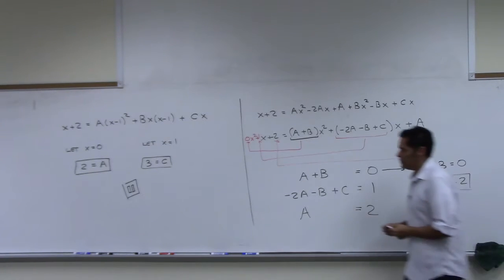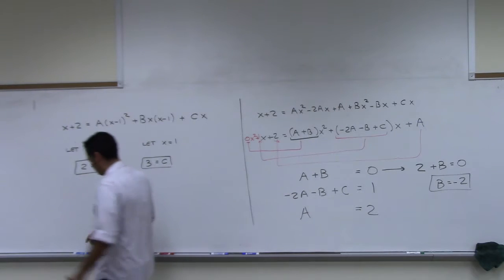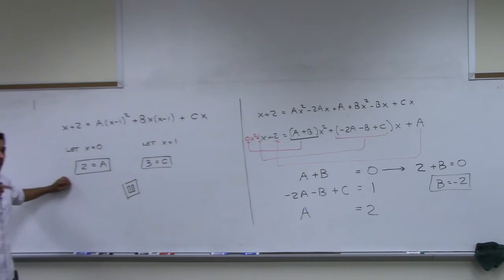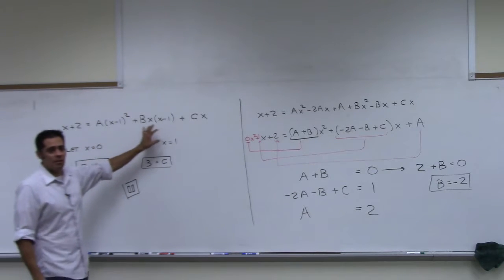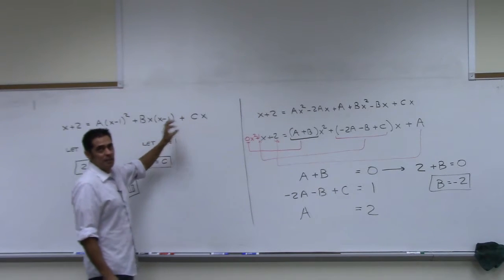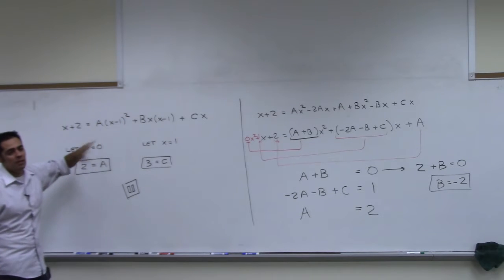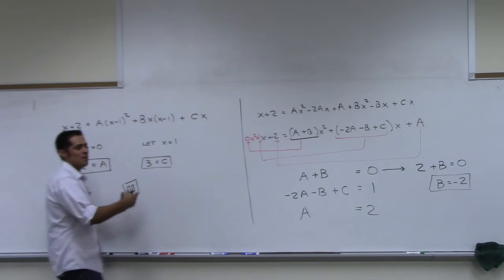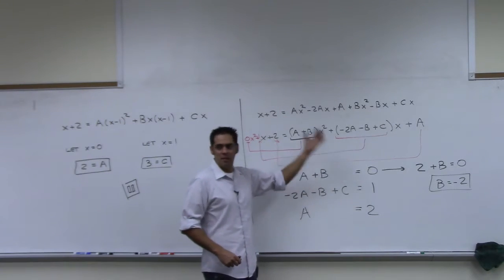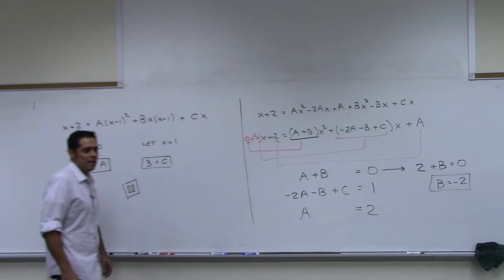So what's the moral of the story? The moral of the story is that sometimes when you have repeated linear factors, you can't kill off everything and leave one thing alone. So eventually, you have to go to the expansion, the longer method, to get to the answers.